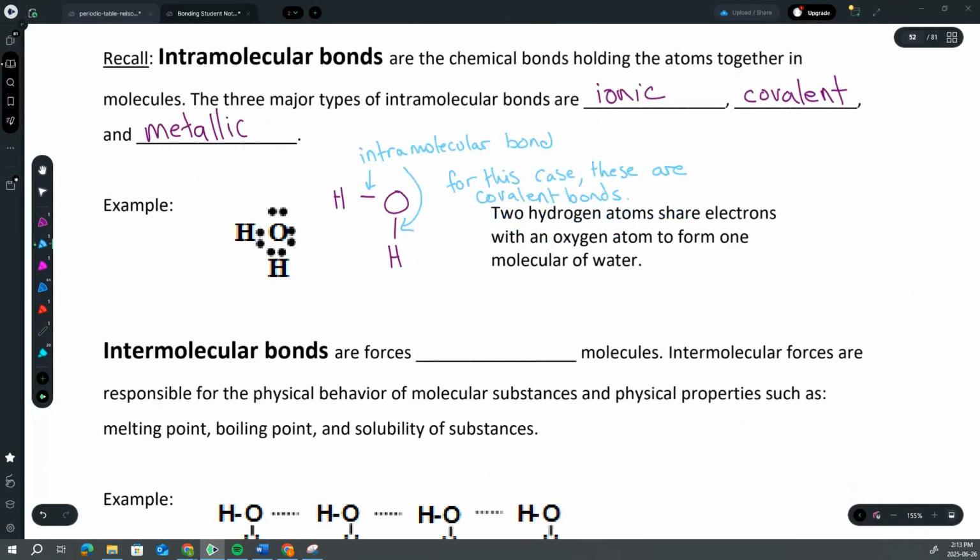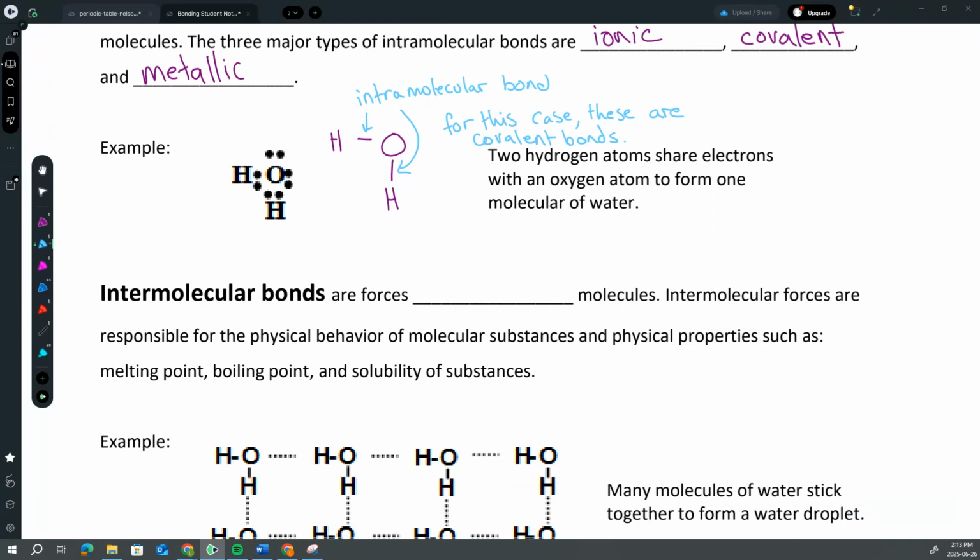Okay, but moving on to intermolecular bonds. Now, those are going to be the forces that are between molecules. So you do need to know the difference between intramolecular bonds and intermolecular bonds. If we're thinking about inter and remembering that that word means in between two different things, you could think of it like international trade. So that is the trade that happens between two or more different nations.